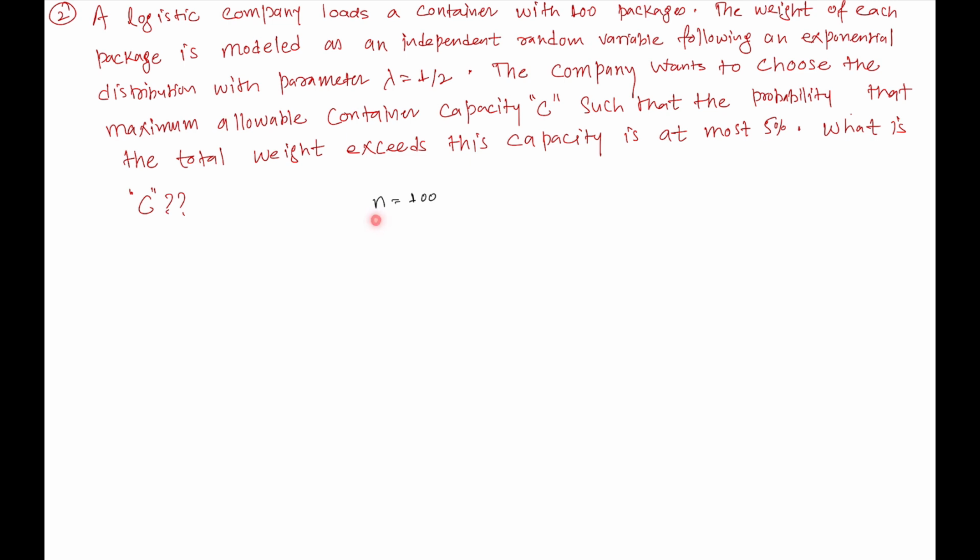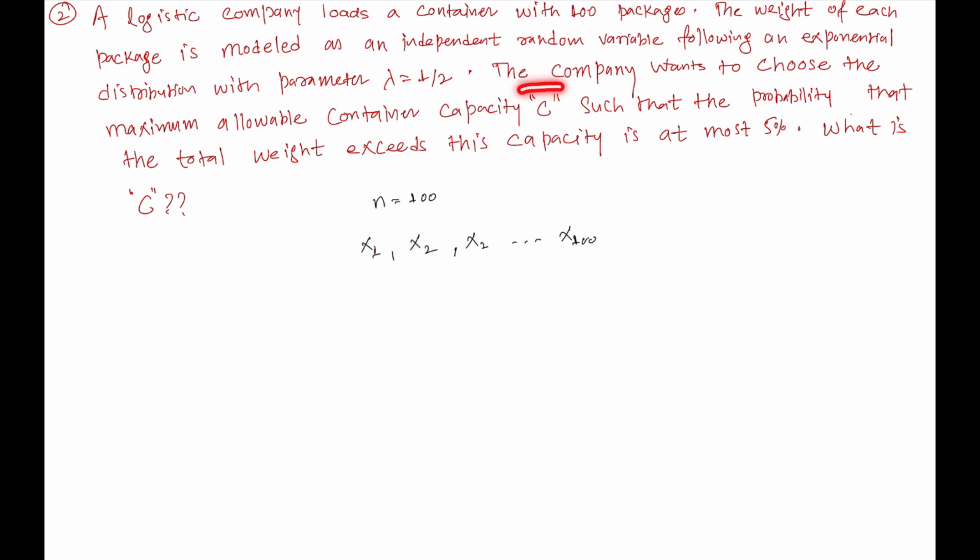The weight of each package is a random variable, and all these packages take their value from the exponential distribution. So let's suppose this is the weight of this package X1, the weight of the next package is X2. All will take the value from the exponential distribution, and all these random variables are independent.